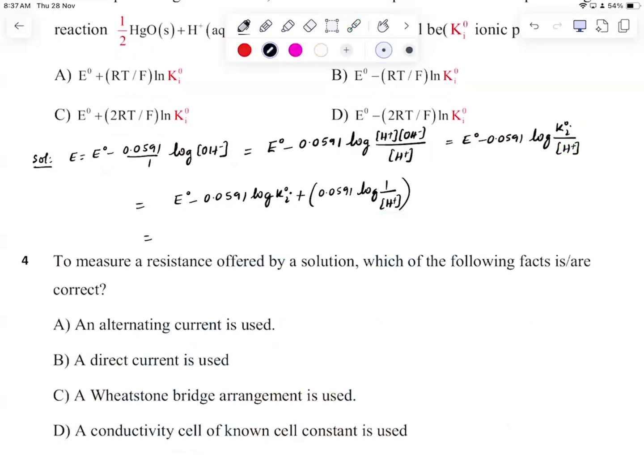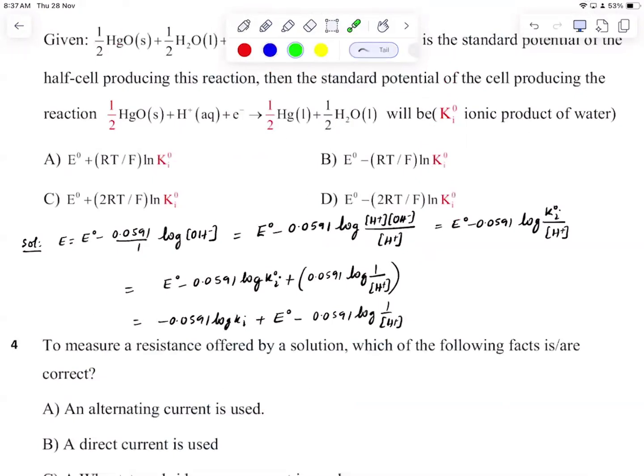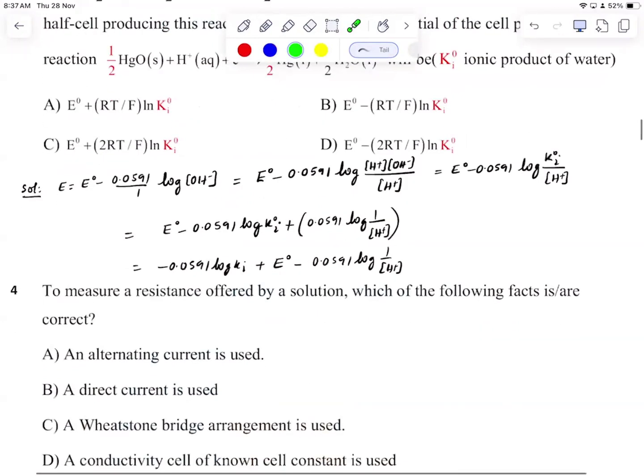Okay. So if that is the case, now what I can write is E naught minus 0.0591 into log of Ki, correct? In fact, I can remove this part of it. I'll remove this part as 0.0591 into log of K separated plus E naught minus 0.0591 log of 1 by H plus. Have you noticed for this equation? Now, if you notice this equation, what have we got here?